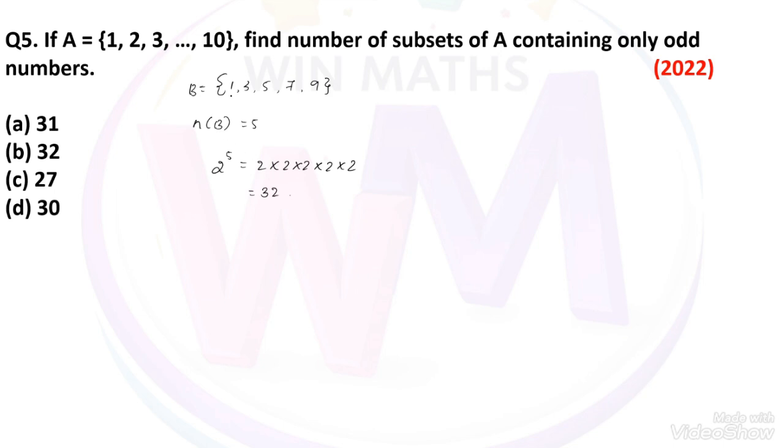But in that there is one empty set. Every set contains one empty set. So here also the empty set will be included, but in that empty set there are no odd numbers. That's why we have to remove it. That is 2 to the power 5 minus 1, that is 32 minus 1. Then we get the number of subsets containing only odd numbers is 31. So that option is the right answer.